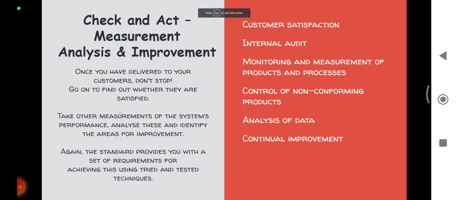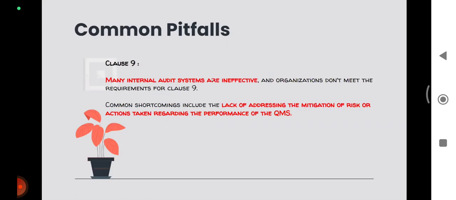So here now, what you're going to do is take measurements of the system's performance. That is basically what we mean. For system performance, you are going to look at the intended outcomes. Are you achieving the objectives of the process, so that you can analyze these and identify the needs for improvement? And the standard provides you with a set of requirements for achieving the tried and tested techniques on how you can evaluate performance. This can include customer satisfaction surveys, internal audits, monitoring and measurement processes, controlling of non-conforming products, analysis of data, and continual improvement.